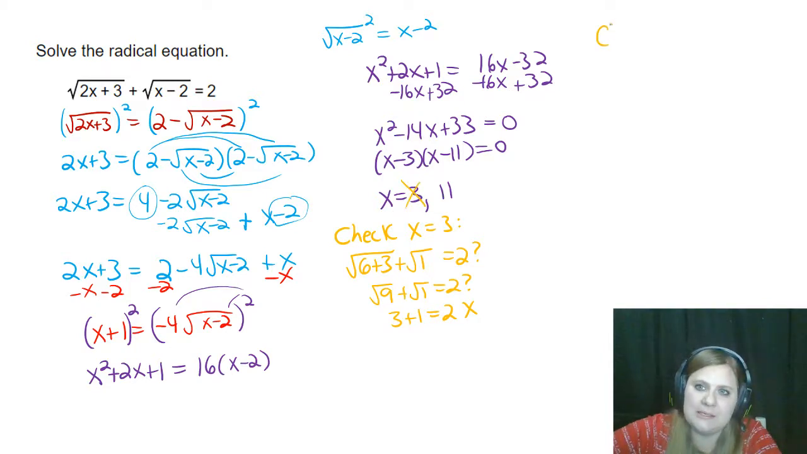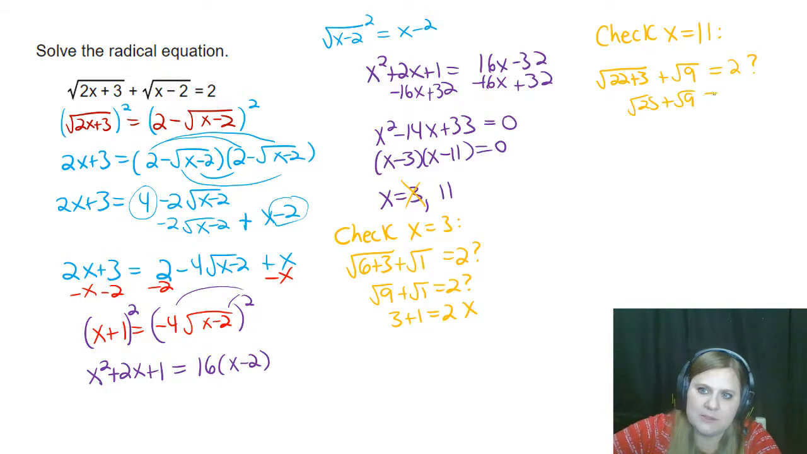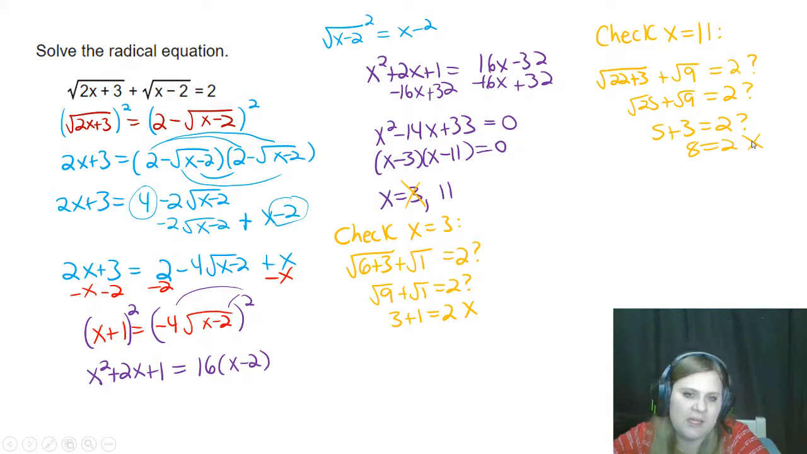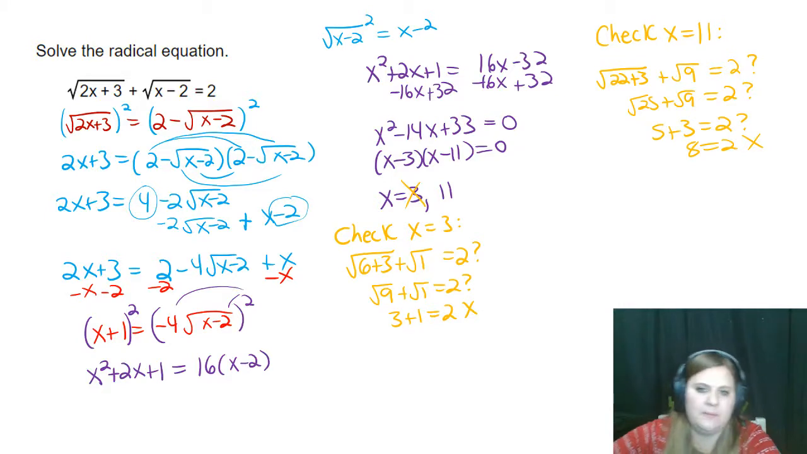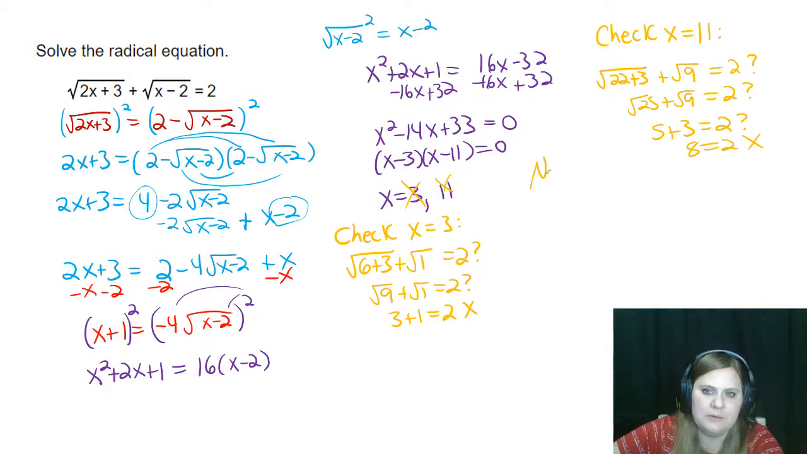I'm also going to check x equals 11. In that case, I have 22 plus 3 under the first square root, and I have 9 under the second square root. So I'm really doing the square root of 25 plus the square root of 9, and I want it to equal 2. You see I get 5 plus 3 equals 2, and I happen to know 8 does not equal 2. So when I do this, are there any correct answers? The answer is no. So there is no solution.